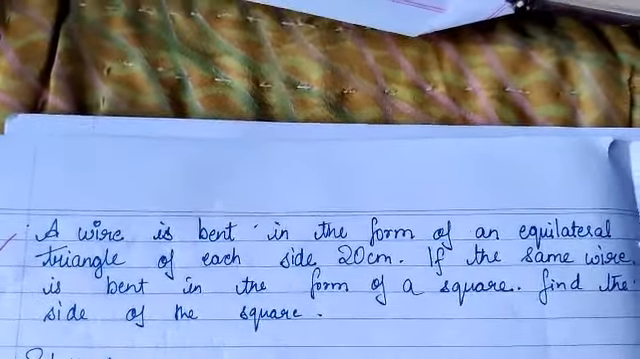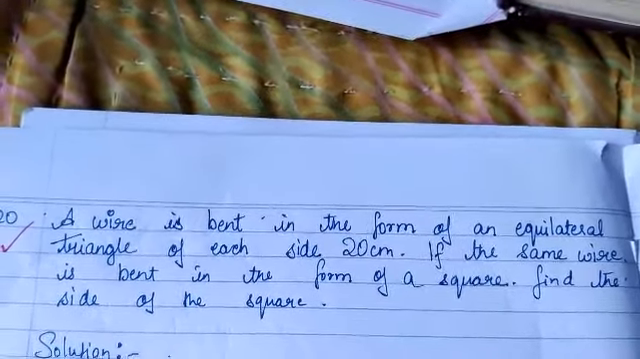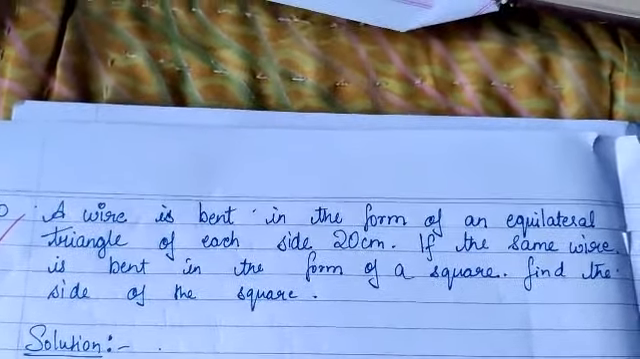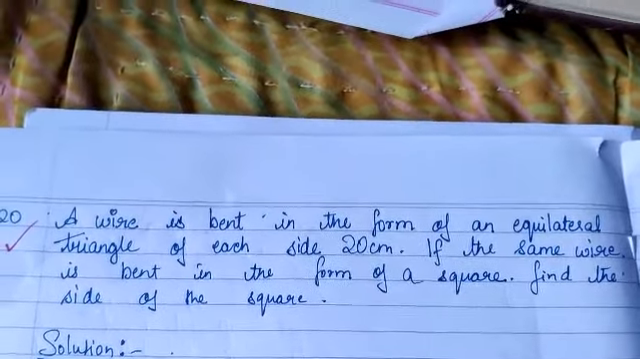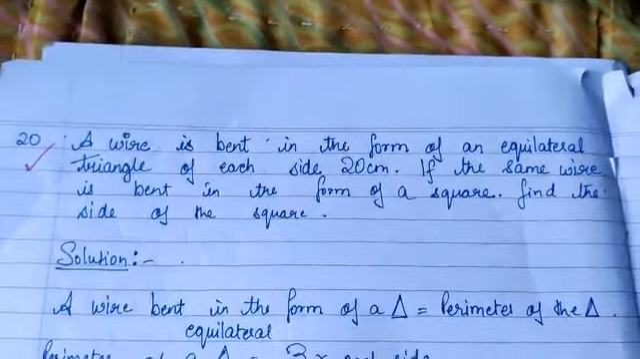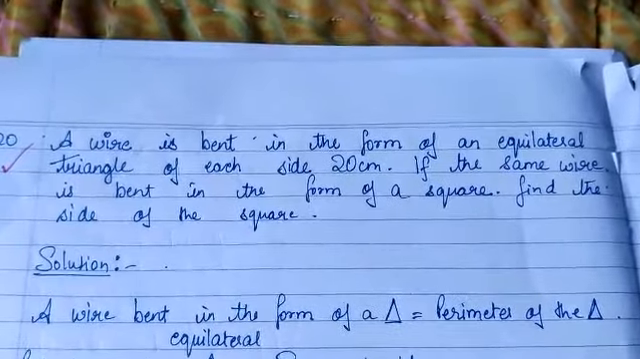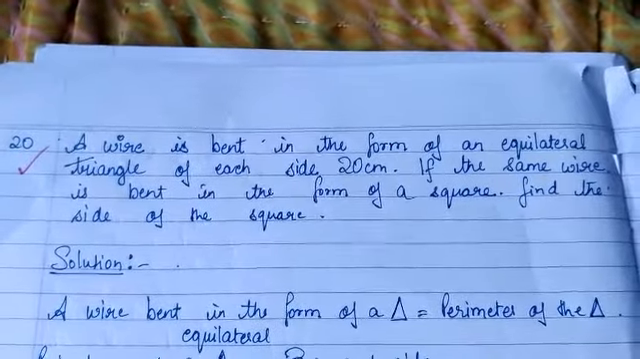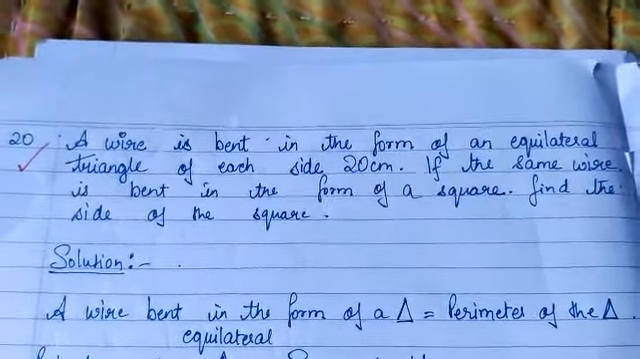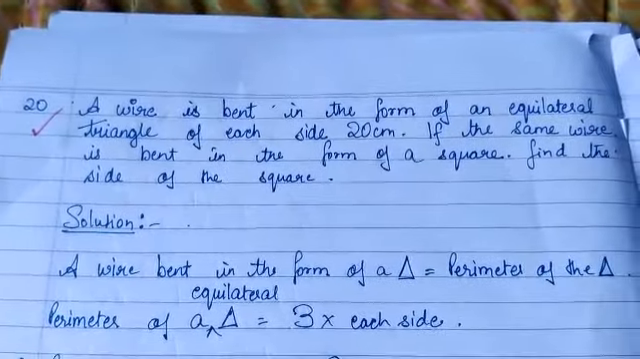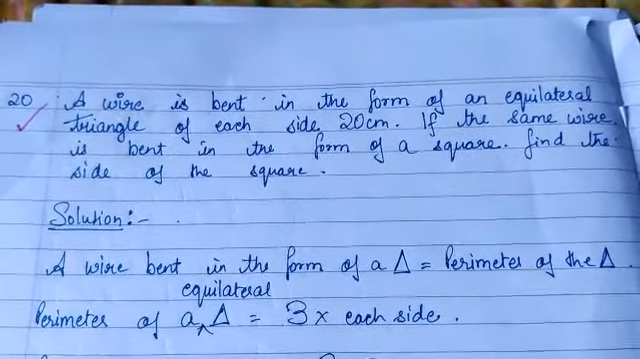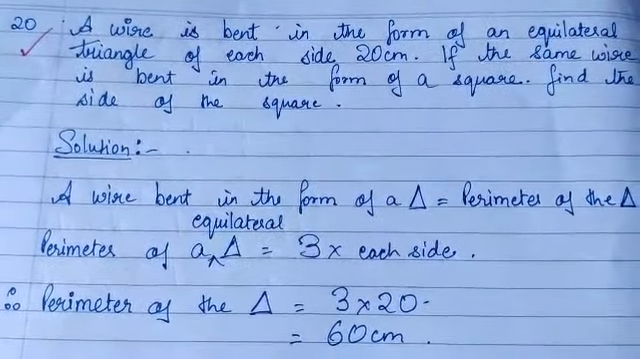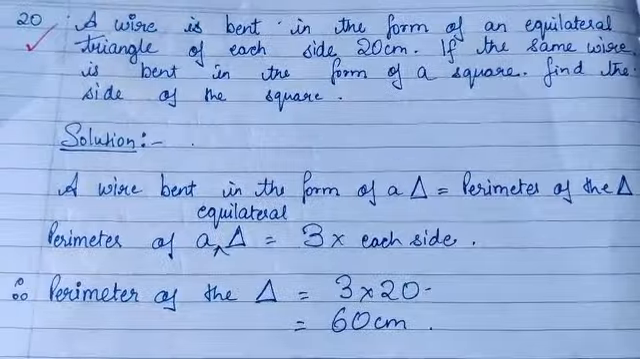A wire is bent in the form of an equilateral triangle of each side 20 centimeters. If the same wire is bent in the form of a square, find the side of the square. Now, first we need to know that a wire bent in the form of an equilateral triangle is equal to perimeter of the triangle. So perimeter of an equilateral triangle is equal to 3 into each side. So perimeter of the triangle is 3 into 20, that is 60 centimeters.